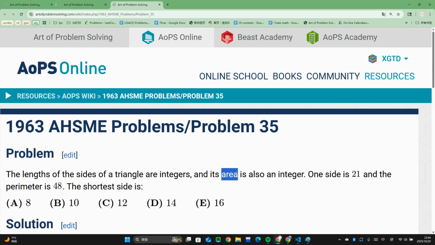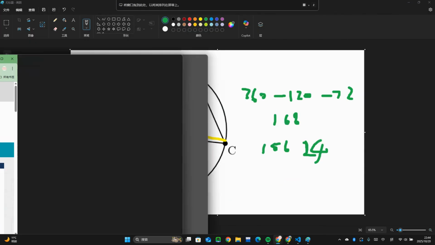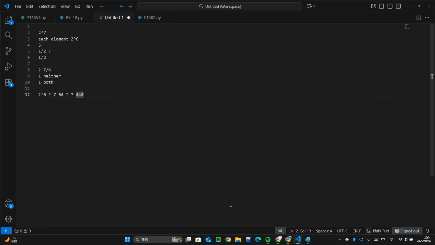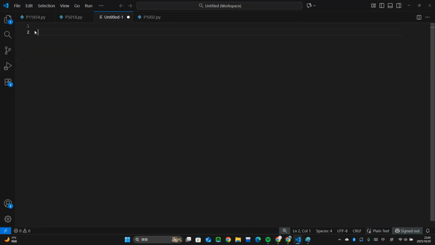Now we're asking about the area when we know the side lengths, so automatically you should think of Heron's formula. I mean, I didn't automatically, but I looked at the solutions, but that's also because I don't make math. Anyways, that's this scratch paper from last time. So we know that one side is 21 and the perimeter is 48.